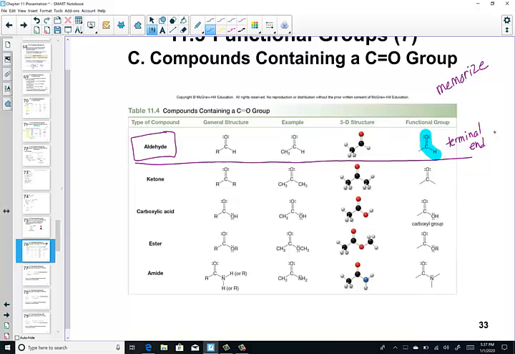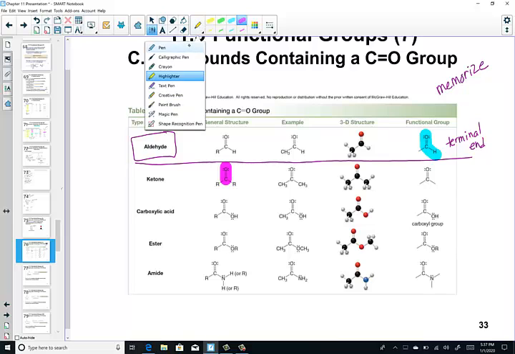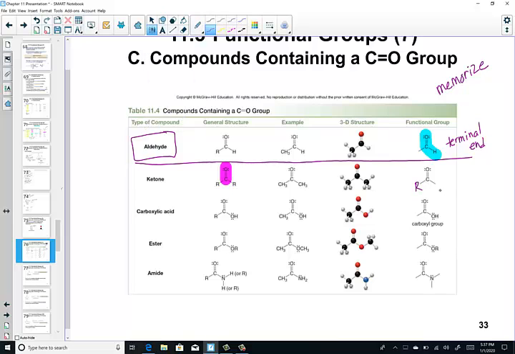If you see the carbonyl carbon, the C double bond O, within the carbon chain, we have what's called a ketone. So we'd have, in terms of carbon attached to two other carbons, instead of being at the terminal end, it's within the carbon chain. And that's what we call a ketone.